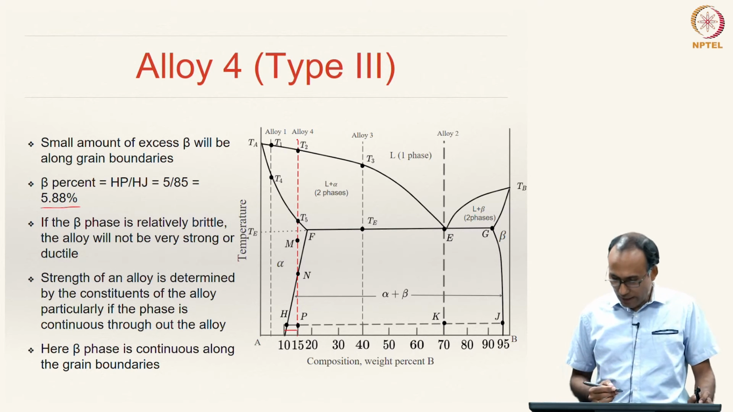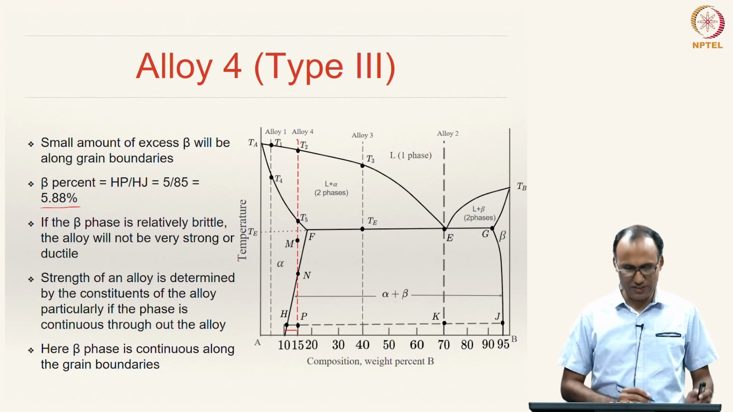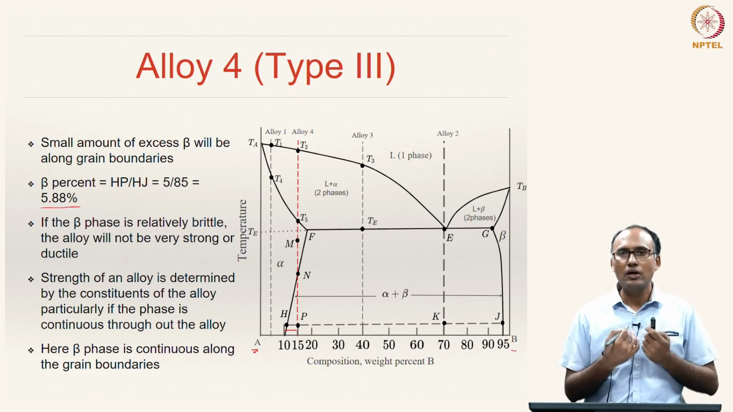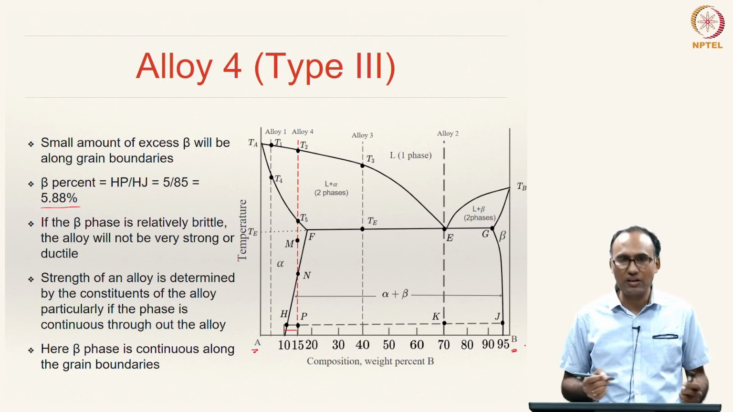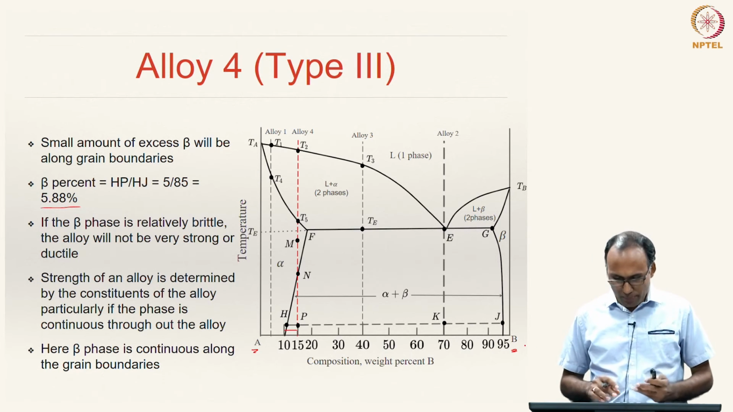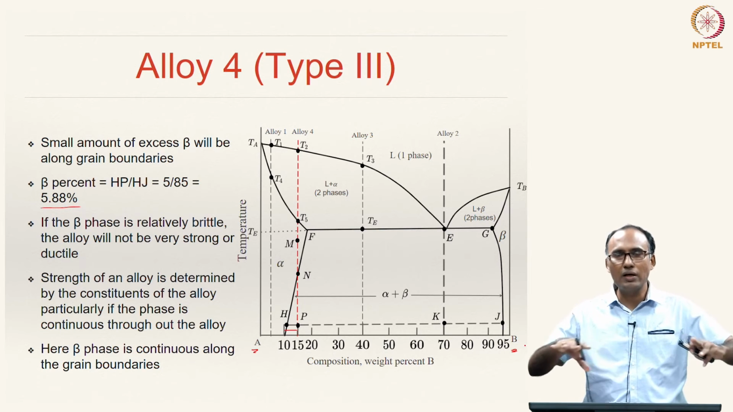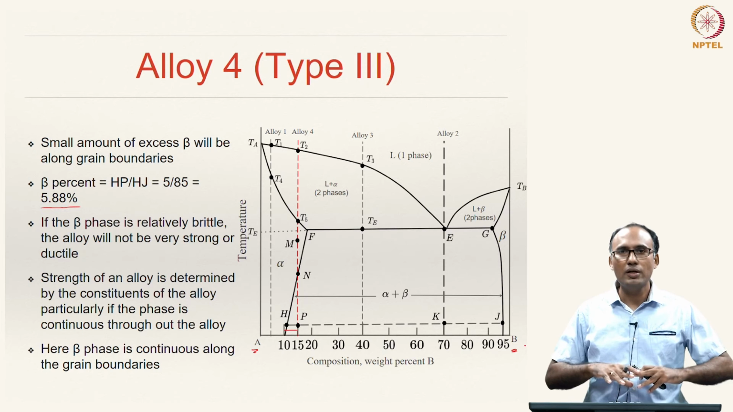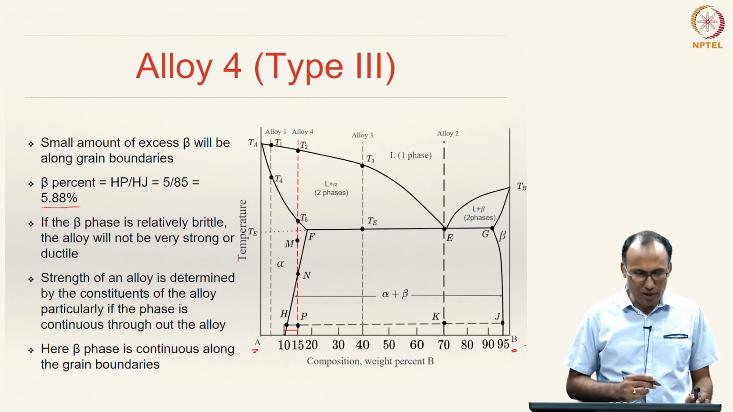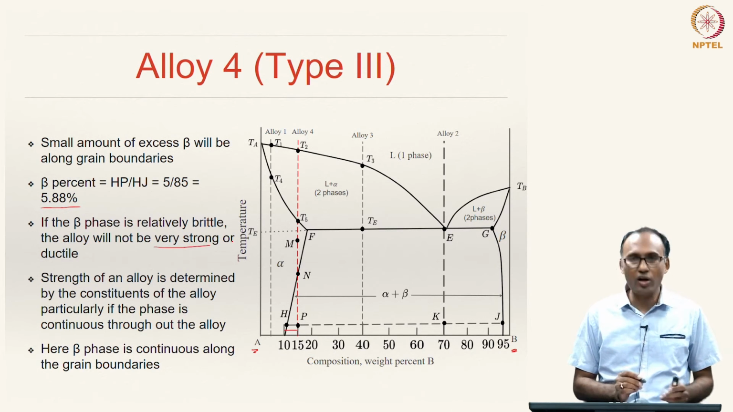And please note that if the beta phase happens to be relatively brittle, let us say the elements are A and B, where A is soft and B is a brittle phase, then because of the distribution of this beta phase throughout the microstructure, this brittle beta phase can make the material vulnerable to failure, because of its brittleness it may not be very strong or ductile.